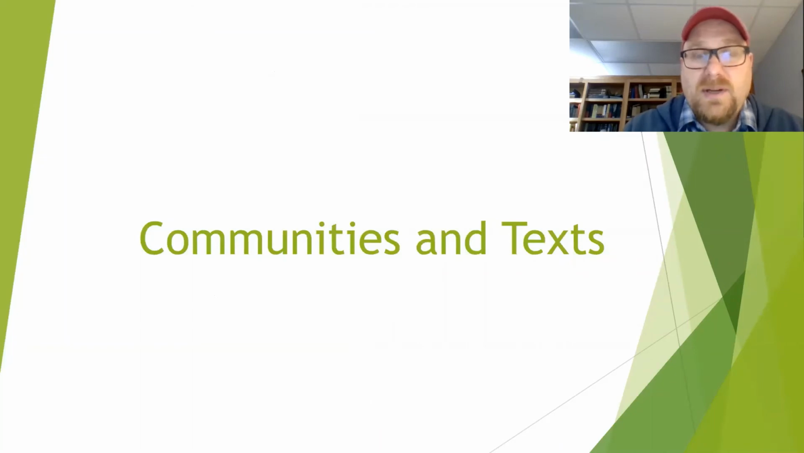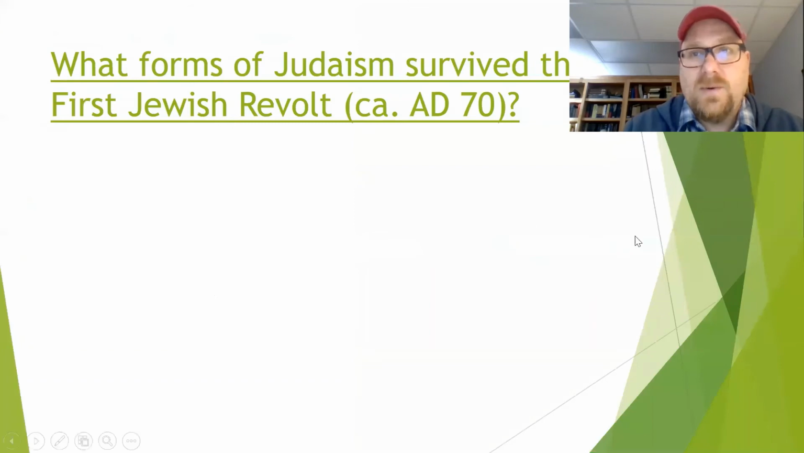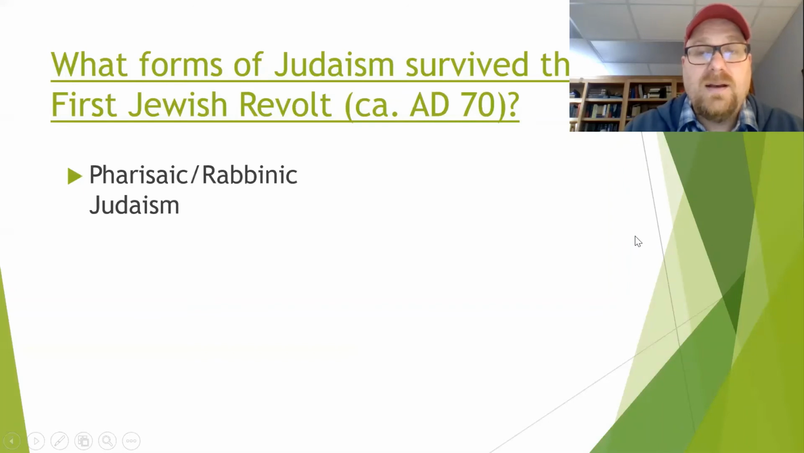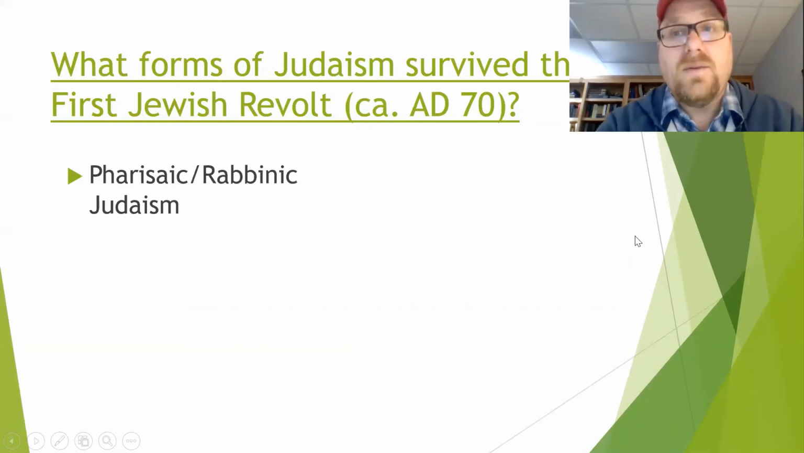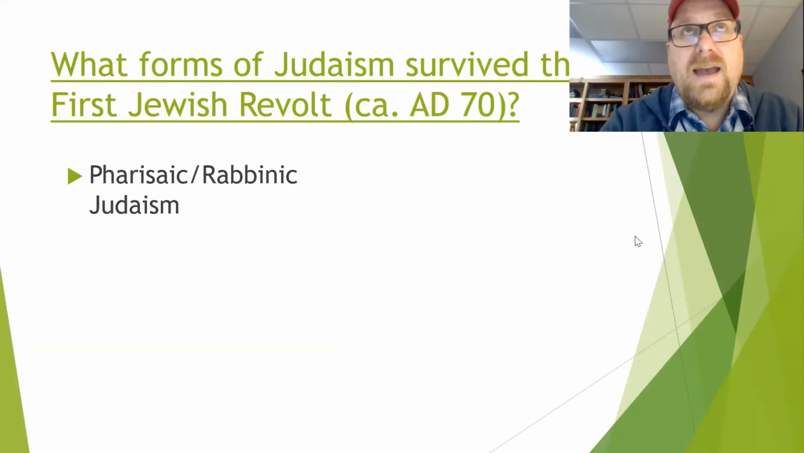Let's talk about the communities where these things come from, and we'll wrap it up. So what forms of Judaism survived the first Jewish revolt in AD 70? Well, the rabbis survived, right? Or the Pharisees survived. And after the Jewish revolt, Pharisaic Judaism evolved into Rabbinic Judaism. And the main difference between the two is that the rabbis no longer wanted to kill the Romans and set up a Jewish political state.